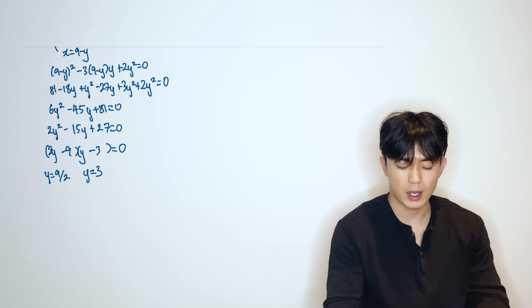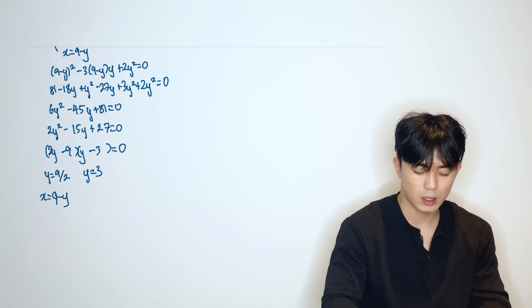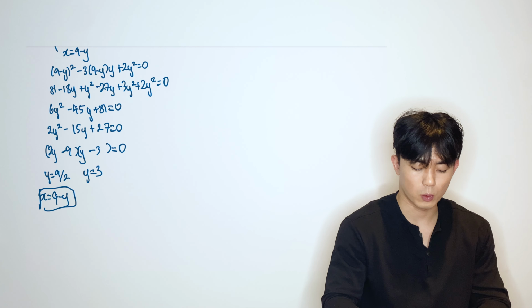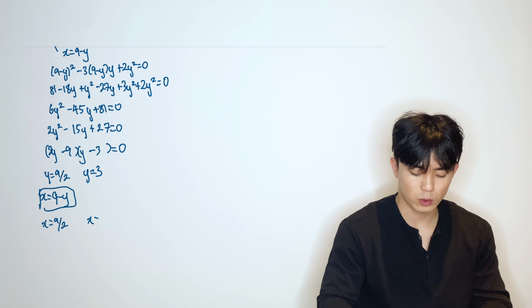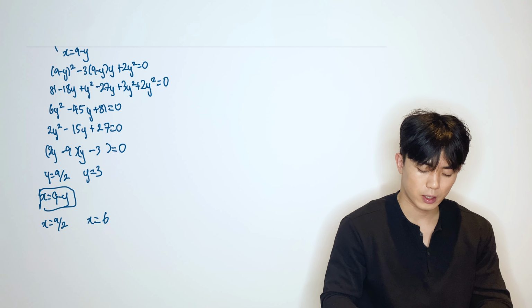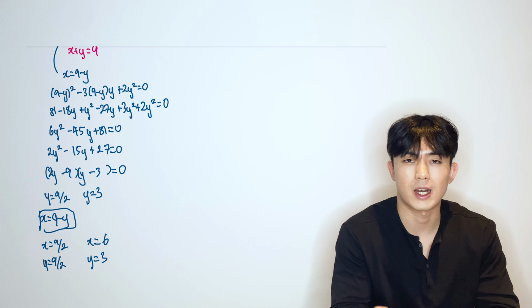Therefore, I need to find x. So x is originally 9 minus y, so I just need to replace y into each one. For y is 9 over 2, x will be 9 over 2. And for y is 3, x will be equal to 6. So x is 9 over 2 when y is 9 over 2, and x is 6 when y is 3. As you can see, we use the substitution method to find our x and y. Let's just try one more.